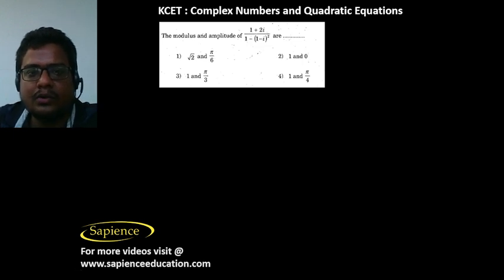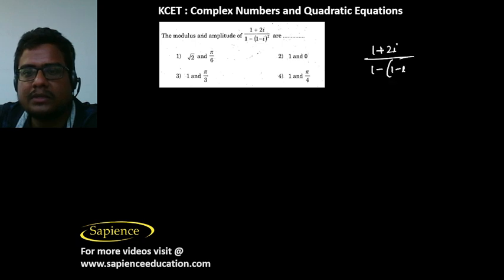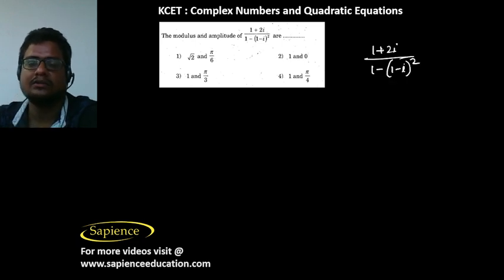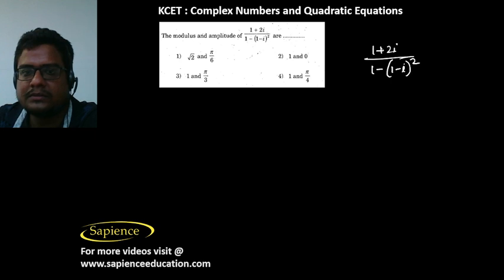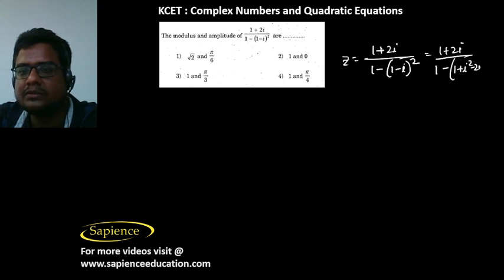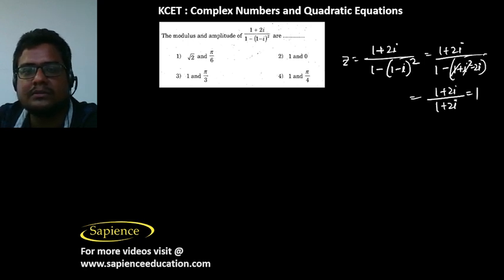Then the modulus and the amplitude of this complex number, 1 plus 2I by 1 minus I whole square, are how much? So we have to find the modulus of this. So let Z be equal to this. So this will be 1 plus 2I divided by 1 plus I square minus 2I. So this will be equal to I square, and this 1 will cancel out, and then this will be 1 plus 2I. 1 plus 2I divided by 1 plus 2I will be equal to 1. So Z is equal to 1.